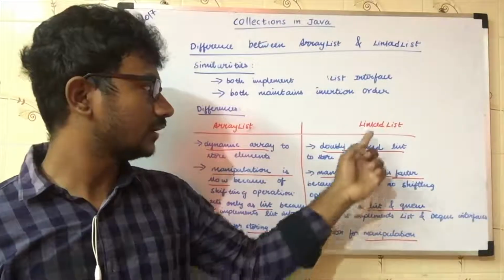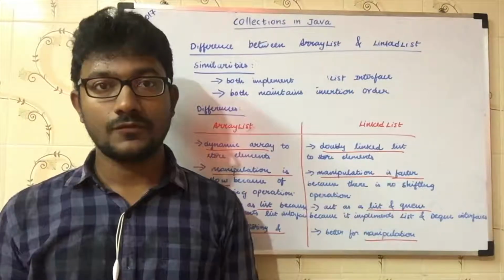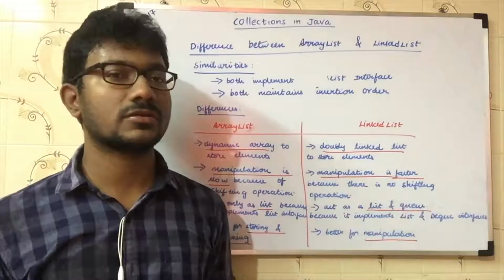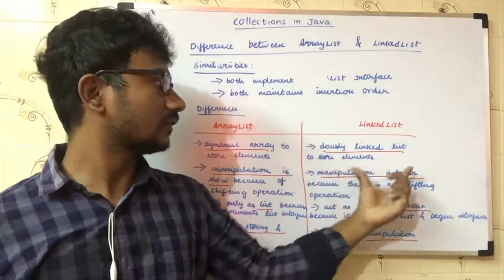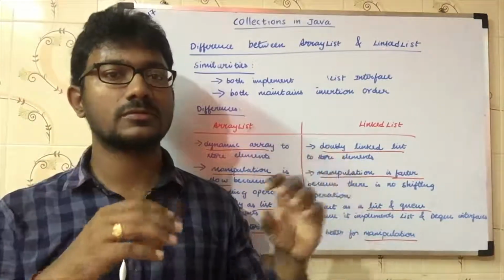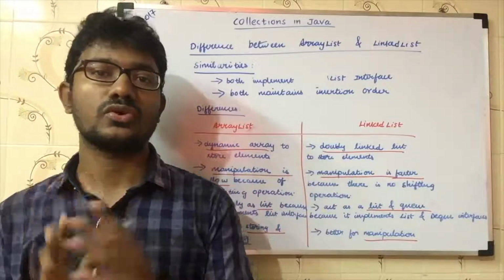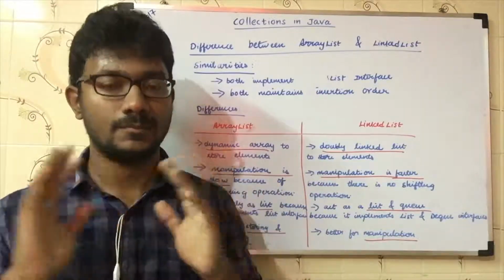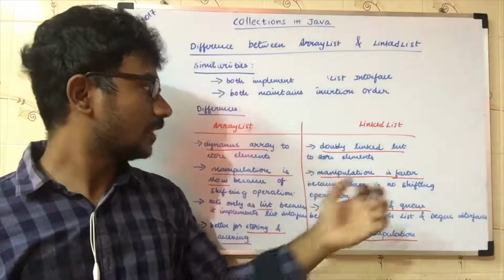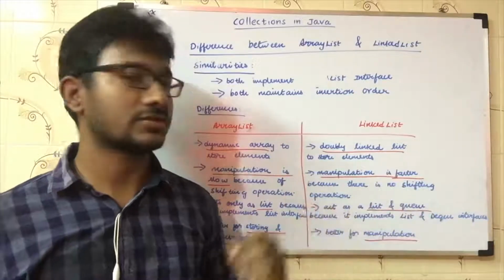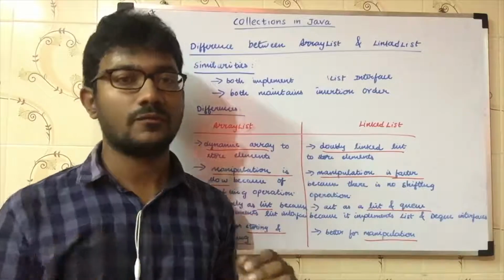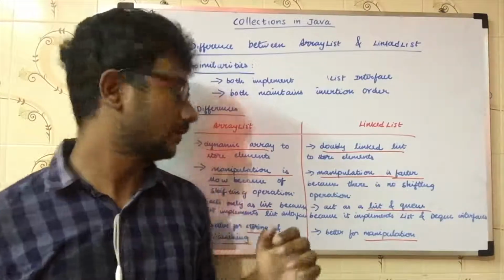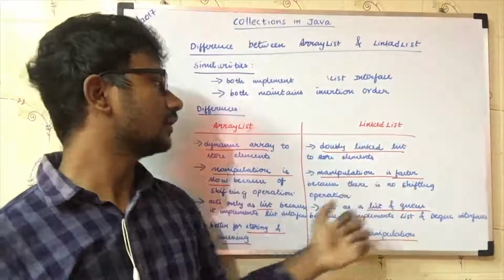Whereas in case of linked list, the manipulation is faster because the shifting operation is not happening here. Because the basic data structure of linked list is nodes. Each node points to another node using some memory address or some pointer like that. So that's the reason why manipulation is faster. There is no shifting operation. Only 3 nodes are involved while adding or while deleting. That's the power of linked list.